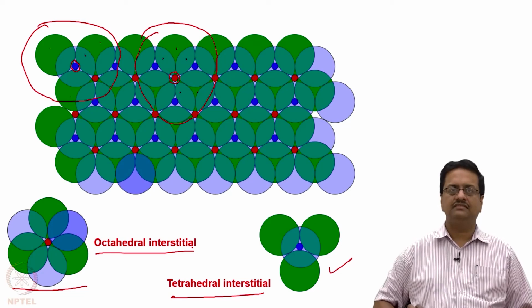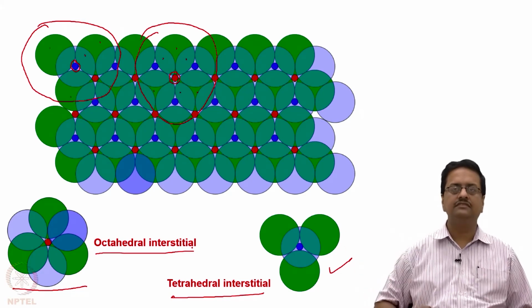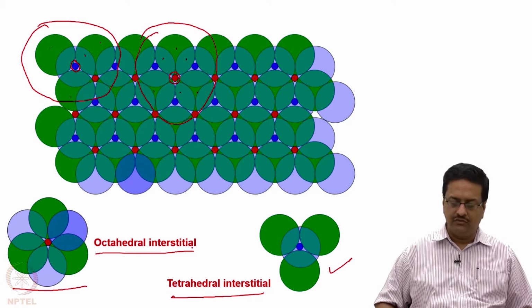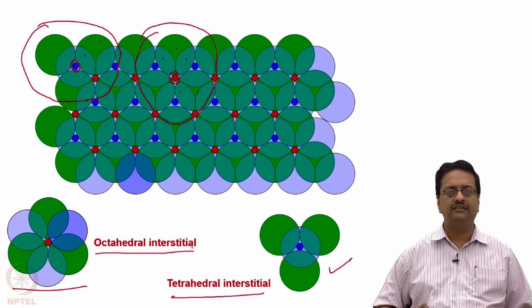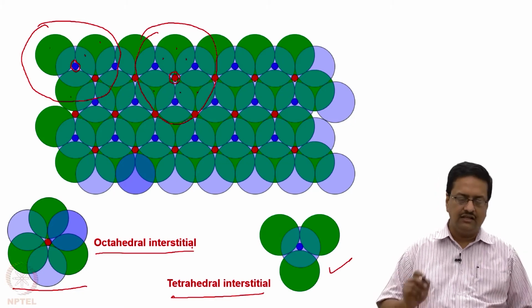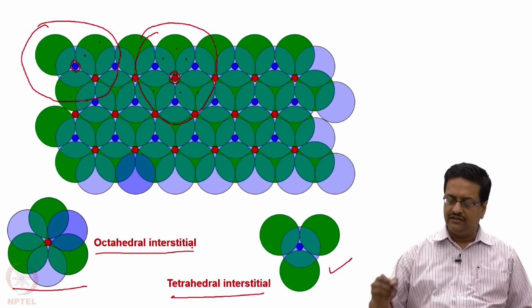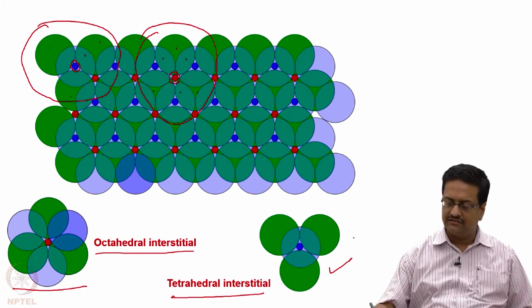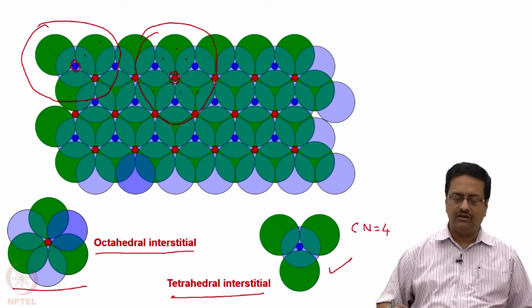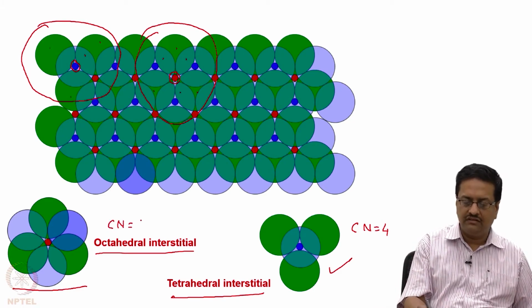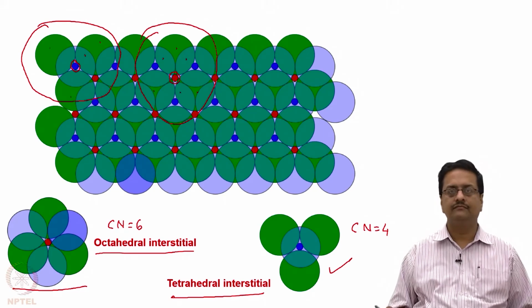So when you place 2 layers of atoms, you generate 2 different types of sites. One is called the tetrahedral site or tetrahedral interstitial. The other is the octahedral site or octahedral interstitial. What is the difference? The tetrahedral interstitial has coordination number equal to 4, while the octahedral interstitial has a coordination number 6.